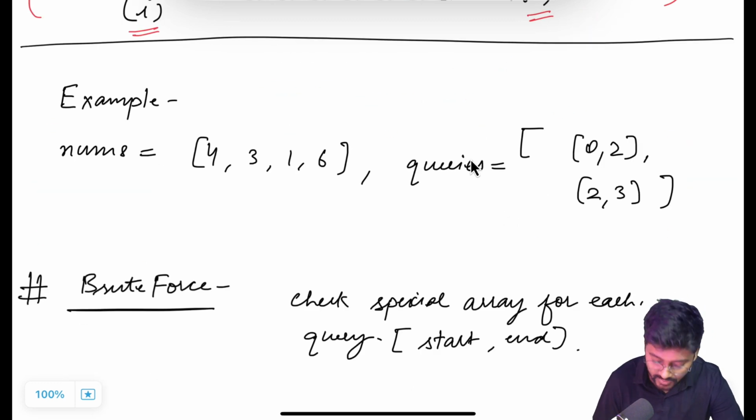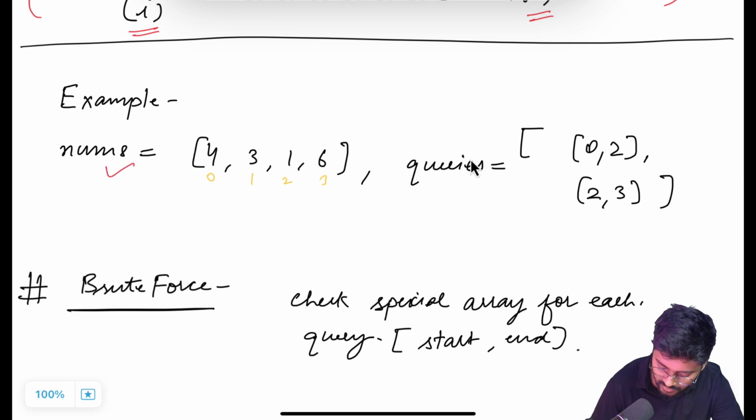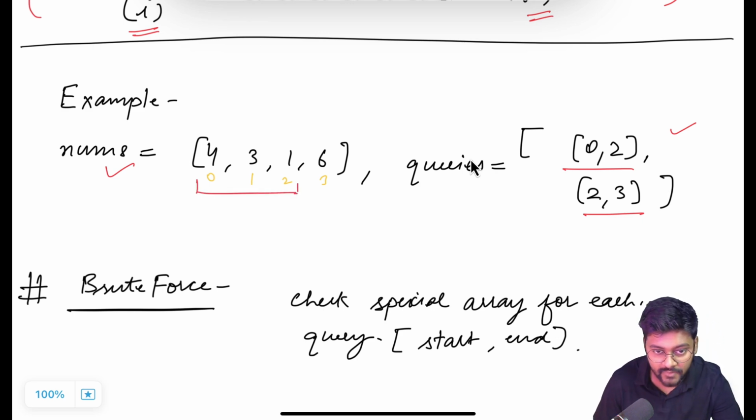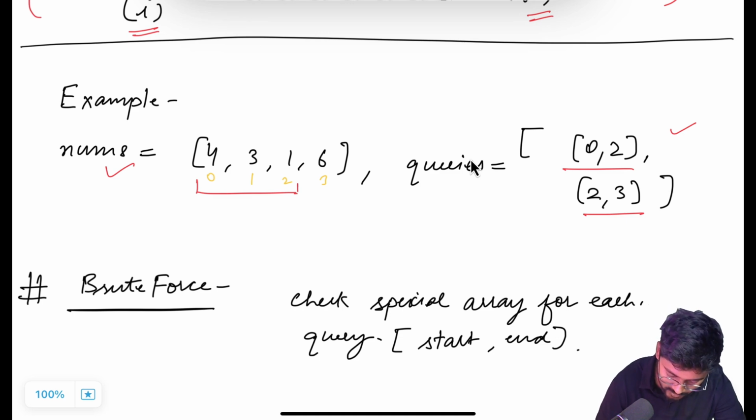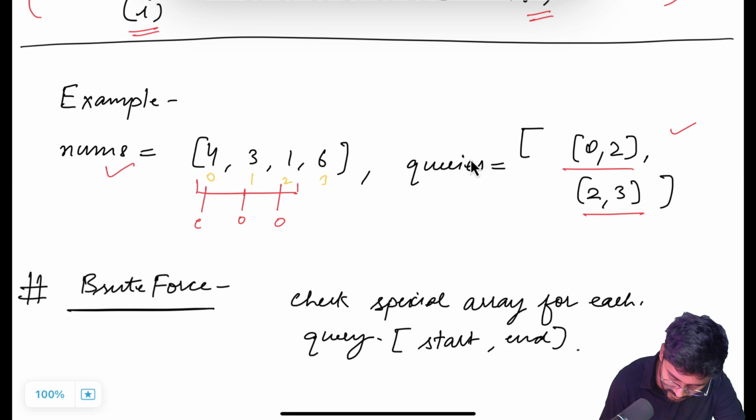Now let's try to solve this example as well to get more understanding. Firstly, let me mark the indices 0, 1, 2, 3. Here this is the nums array, and this is the queries matrix, where we have two queries. The first query is from 0 to 2. 0 to 2 means this subarray. Let's check whether the subarray is spatial or not. Here the first element is even, the second element is odd, and the third element is also odd. As the parity is not changing alternately, the answer is going to be false.